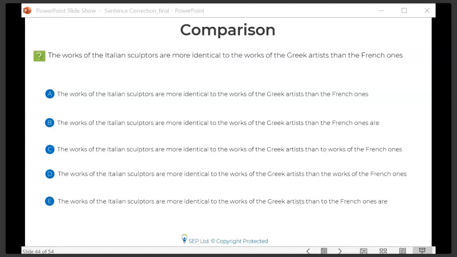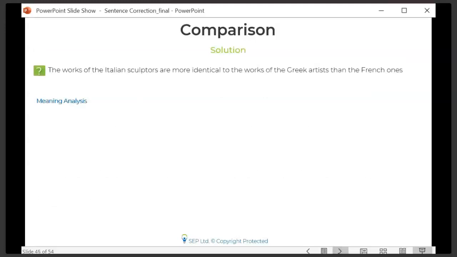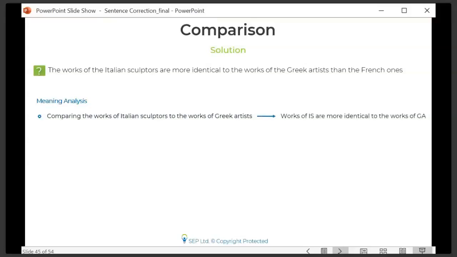So once again, keep in mind that understanding the intended meaning by analyzing the original sentence is the key, okay? Keep that in mind. So let's get started with our analysis and see where we might have gone wrong. Now in this sentence here we are comparing the works of Italian sculptors to the work of Greek artists. So far so good.